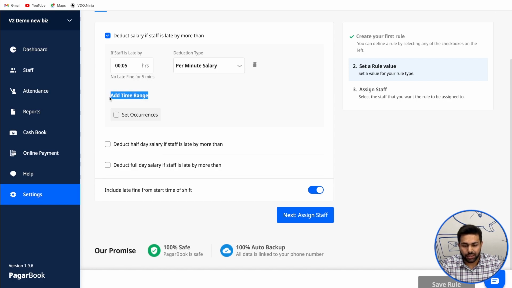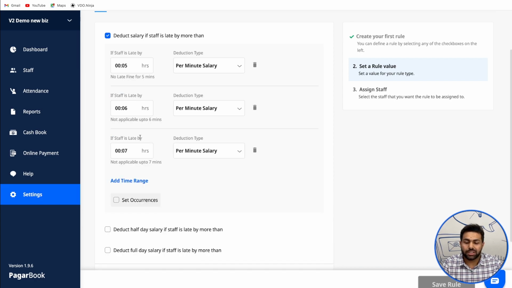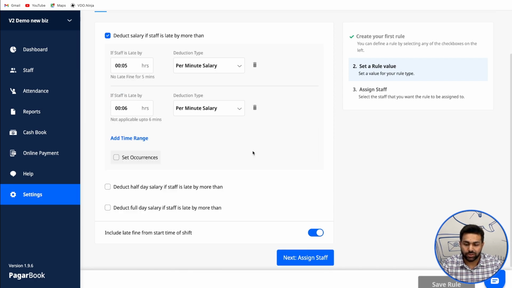Here we have an option, add time range, where we will select a time range. Multiple time ranges can be selected. So I will select 2 here, and now I will set an automation rule. I will take a gap of 5 minutes here. So if staff is late more than 5 minutes, per minute salary will be deducted. If staff is late for more than 10 minutes, 500 rupees should be deducted, a fixed amount.